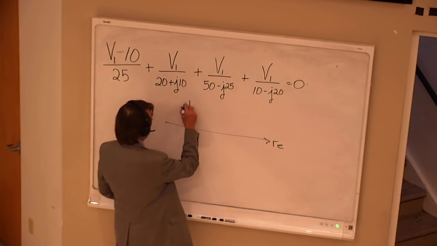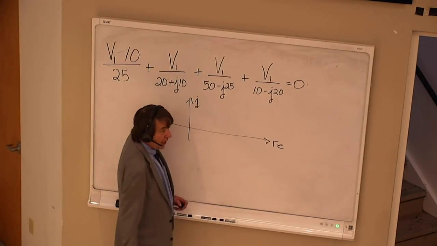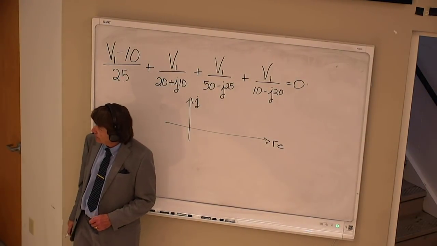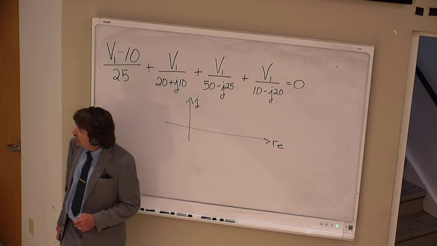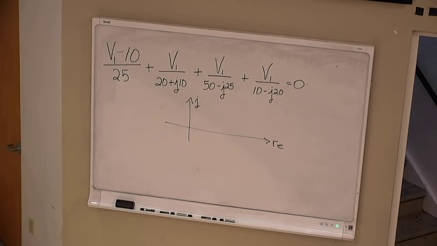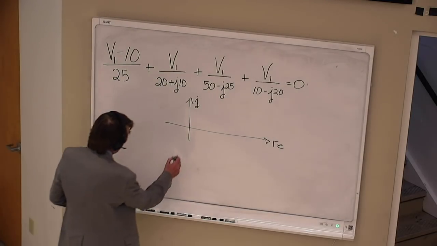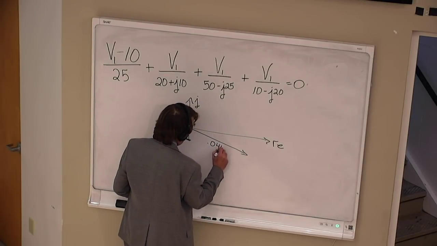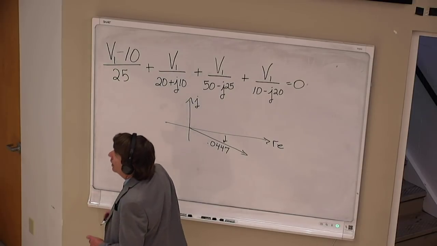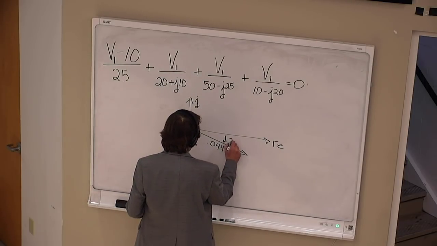Here, real, J. Am I on the board again, Zach? Good man, Zach. Now let's take the first term. 0.0447. And what's the angle? Minus 26.57.